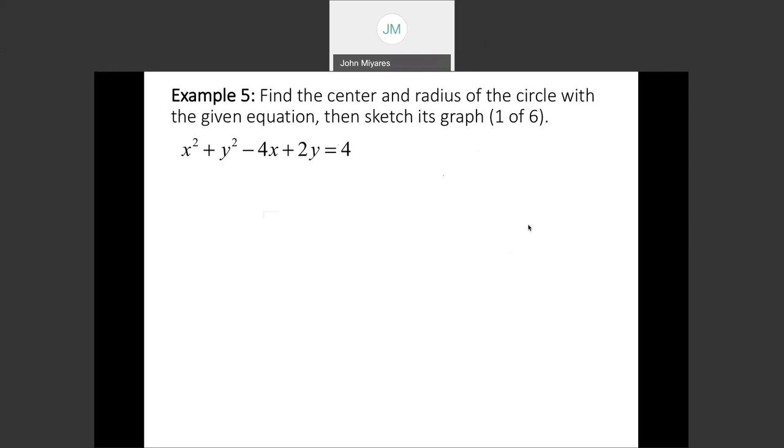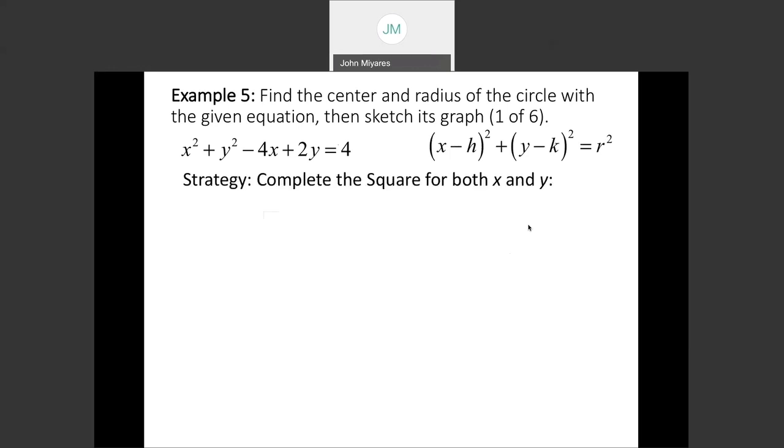What it looks like is that it is an expanded form where all the individual terms have been squared out or FOILed out so that the center and radius cannot be quickly identified. The next few slides are going to show how we're going to convert this equation into standard form using a process called completing the square.